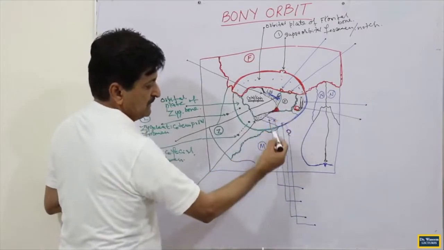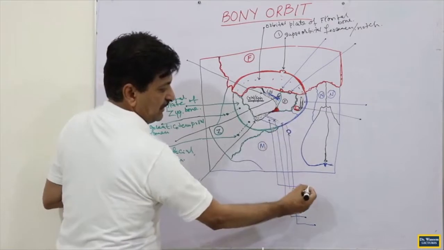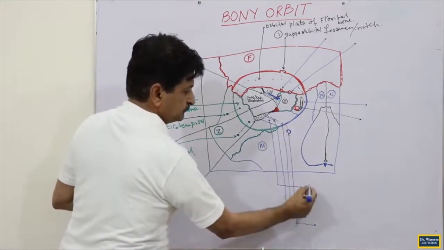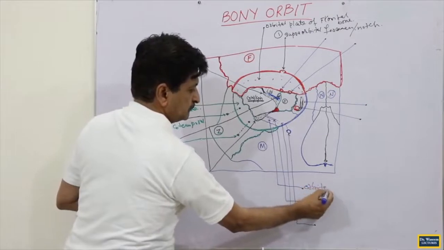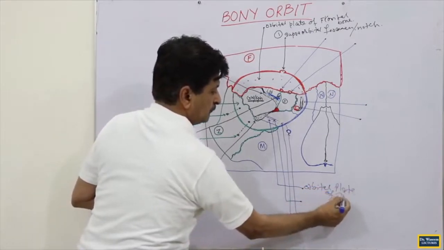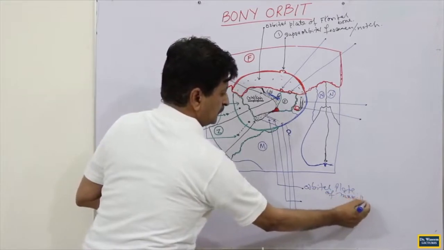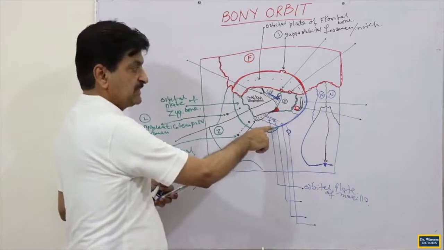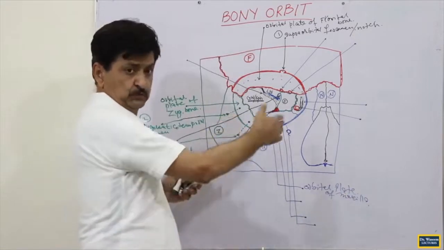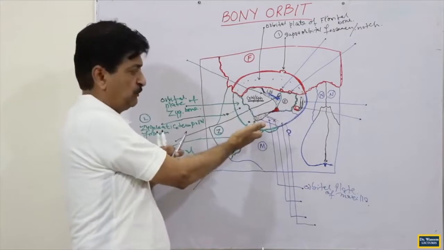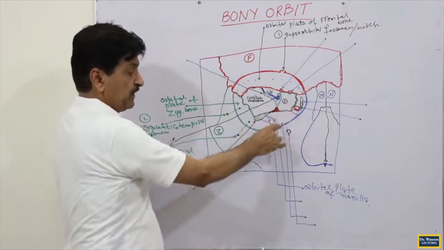This is called the orbital plate of the maxilla. Orbital plate of the maxilla, you will see, is forming the floor. Which portion? The medial part of the floor, because the lateral part of the floor is formed here by the zygomatic bone. So the medial part of the floor is formed by the orbital plate.